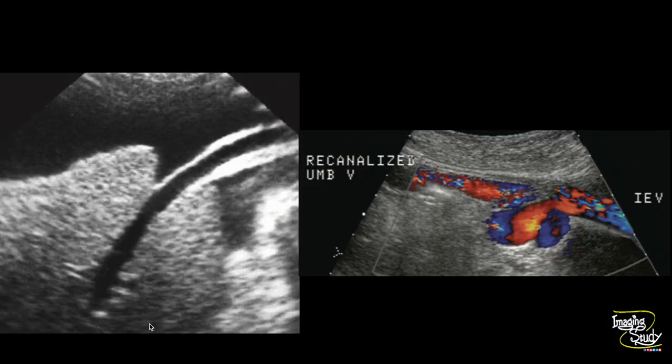Here's another picture showing a tubular structure indicating the recanalized paraumbilical vein. On the right, you can see a longitudinal color Doppler image directly over the umbilicus. A recanalized umbilical vein carries blood towards the umbilicus. In this patient, the blood drained from the umbilical region to the inferior epigastric vein.